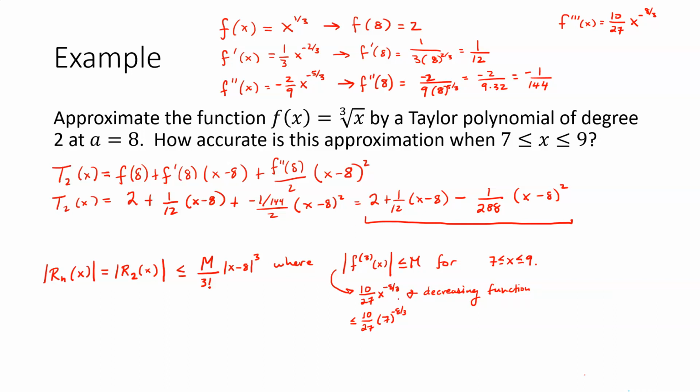Okay, so here evaluating 10 over 27 times 7 to the negative 8 over 3, I get something that is close to 0.0021. In fact, here we'll just use the less than symbol. And so this will be a value that we can use for m, since we see here that the third derivative on this interval from 7 to 9 is going to be less than or equal to this value here, so this will be m.